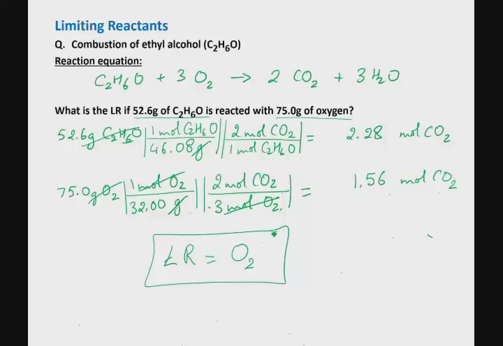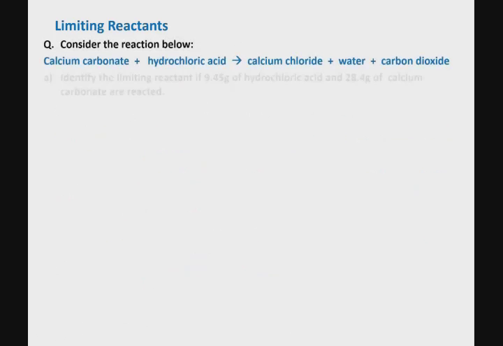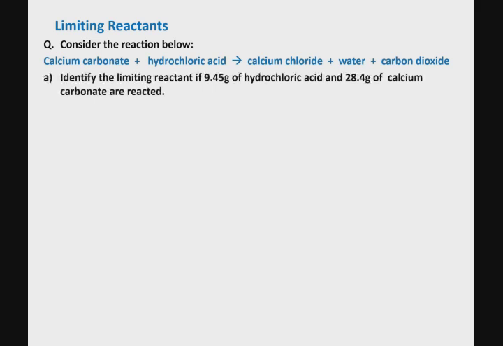Okay, so let's go on to the next problem. Once again, the reaction is given. Part 1 of the question says identify the limiting reactant. Please go ahead, pause the recording while you attempt this on your own. So the balanced reaction equation would be calcium carbonate plus 2HCl produces calcium chloride plus CO2 plus H2O.